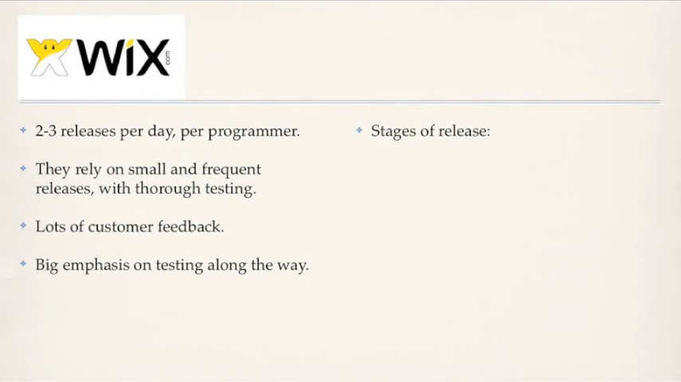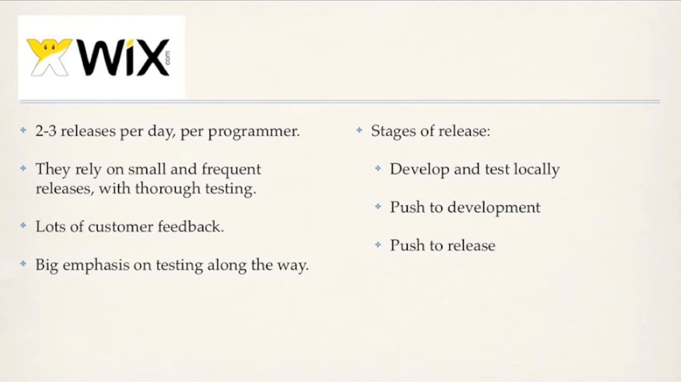They've got a few stages for their release. They start off by developing and testing locally. Once they're satisfied with the way that things are looking locally, they push this to a development server. They really work on the development server to make sure each little piece is working correctly. Once all the little pieces are working independently, they push this to a release server. The release server takes all the pieces, puts them together, and they test it again. Again, they're using automated testing and manual testing to make sure everything's working as they expect it to.